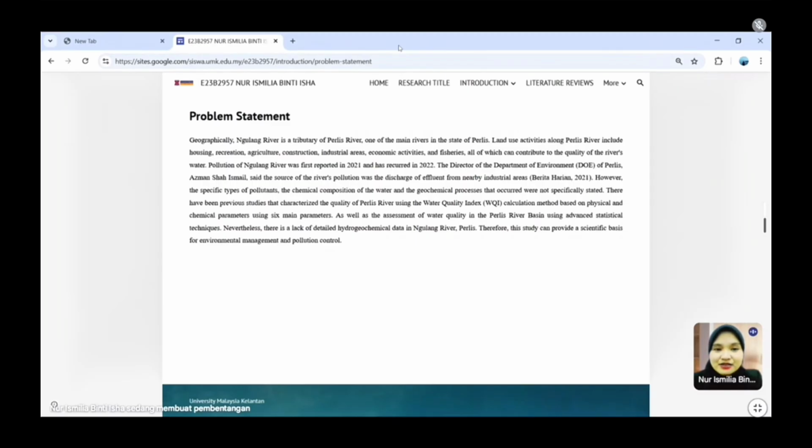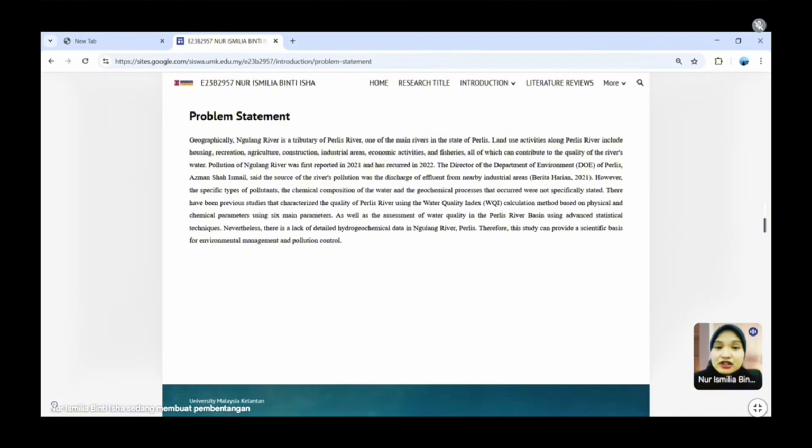Next, let's look at the problem statement that led to this study. Geographically, Mulang River is a tributary of Perlis River, one of the main rivers in the state of Perlis. Land use activity along Perlis River includes various activities such as housing, recreation, agriculture, and others. Pollution of Mulang River was first reported in 2021 and repeated in 2022.